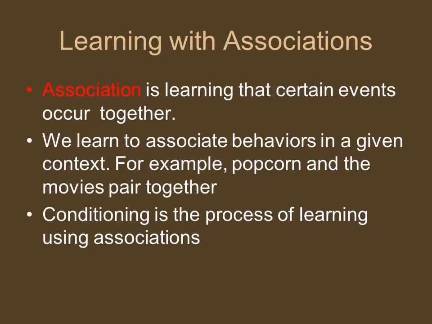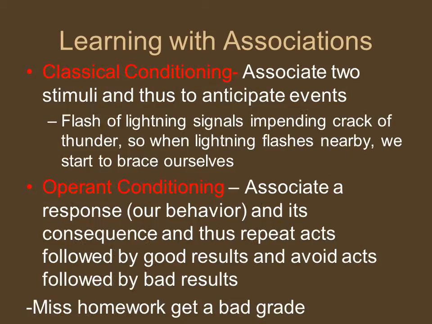Okay, oftentimes we learn through associations where you're beginning to pair two things together. Association is learning that certain events occur together at the same time. We learn to associate behaviors in given contexts. For example, oftentimes popcorn and movies are paired together. Another example of something that's paired together is a doctor's office, maybe with pain. Conditioning is the process of learning using association, so oftentimes you're conditioned to behave in certain ways. Two types of associations we will look at are classical conditioning and operant conditioning.